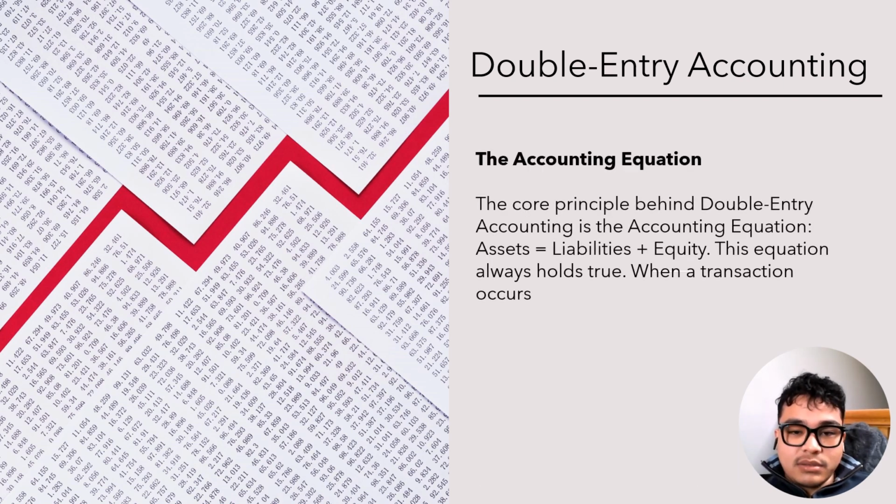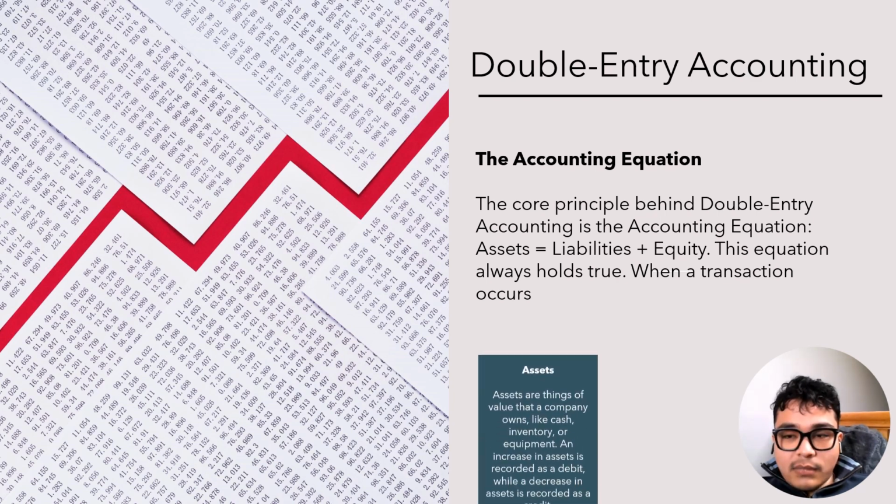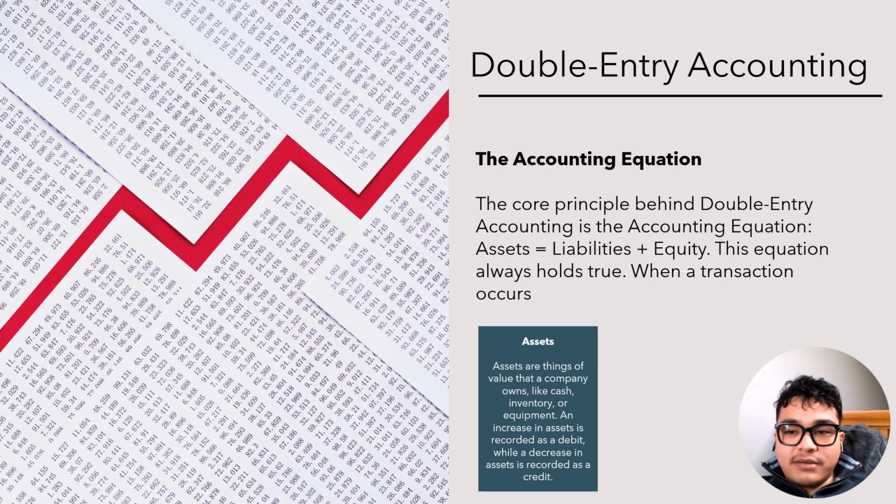Similarly, we have the accounting equation, which states that assets equal liabilities plus equity. This equation always holds true when a transaction occurs. Here, assets are things of value that the company owns, such as cash, inventory, or equipment. An increase in assets is recorded as a debit, while a decrease in assets is recorded as a credit. Types of assets are current assets. Current assets are the assets that can be converted to cash or a cash equivalent within the space of 1 year. They are also referred to as liquid assets.